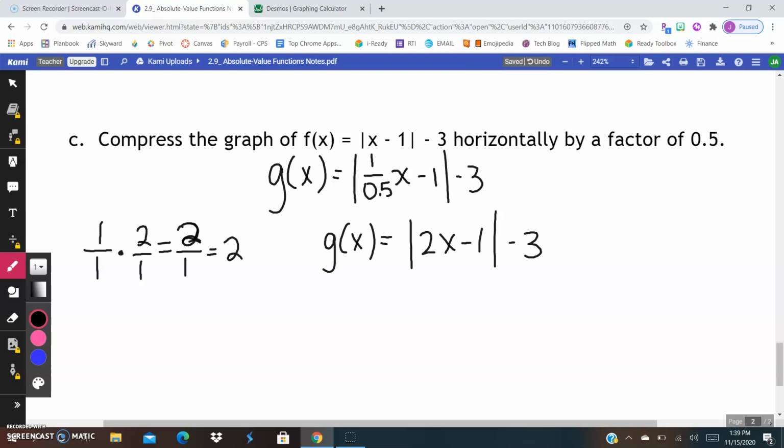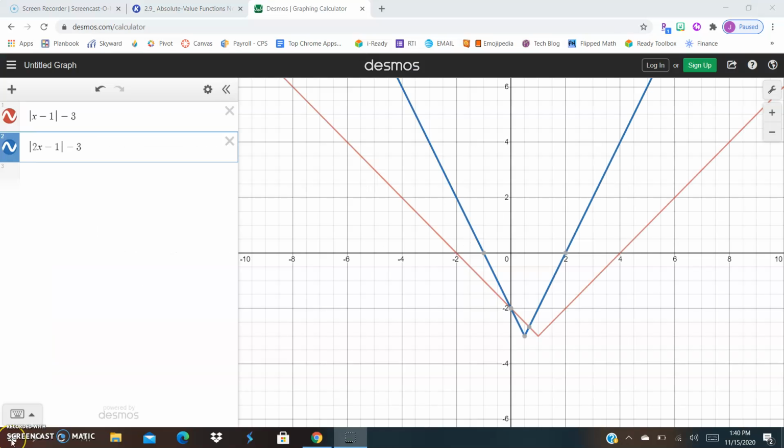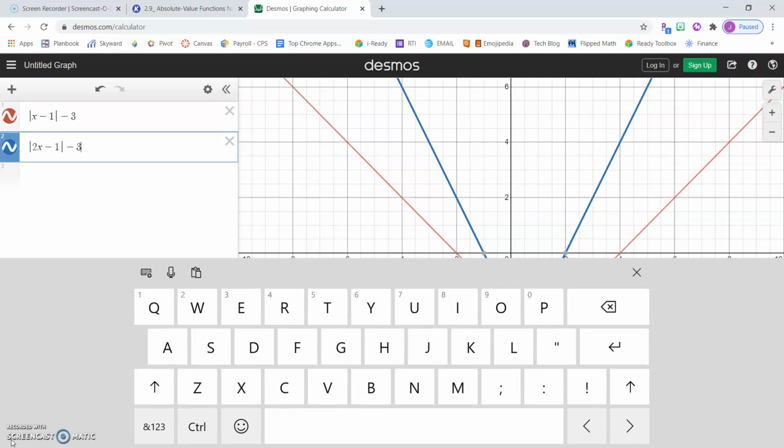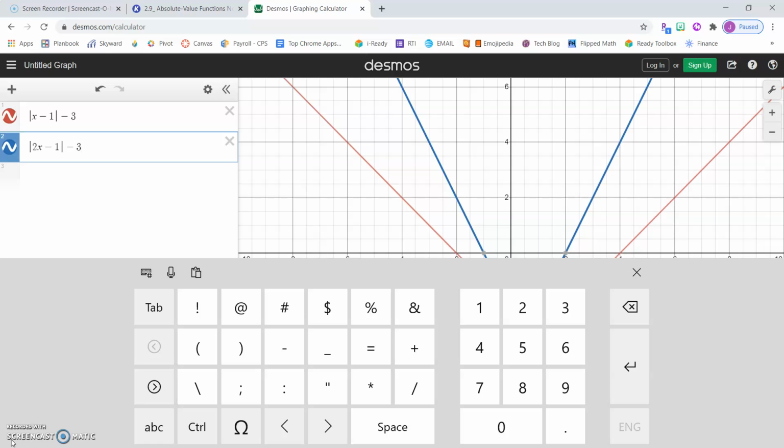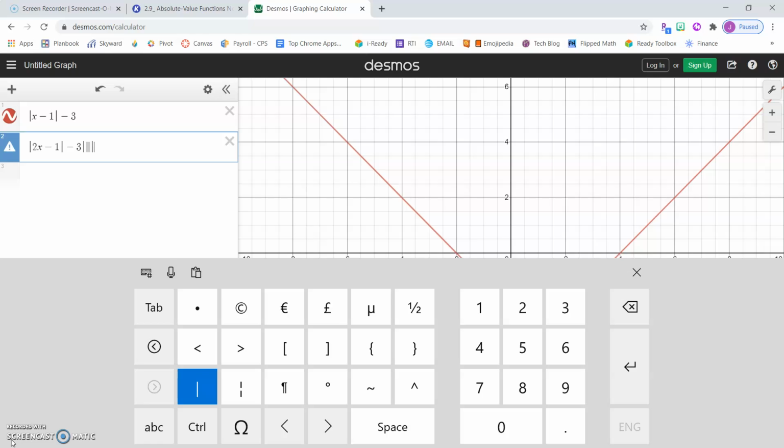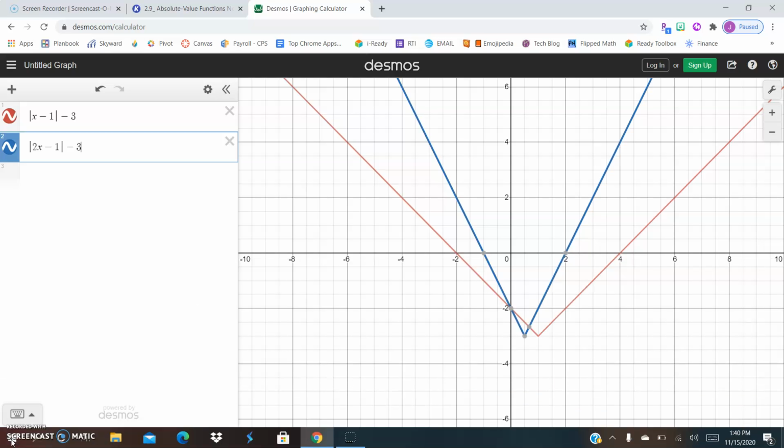And then we'll graph those on the graphing calculator as well. So you can see the blue one has definitely been compressed. It's been slid over a little bit. And that's what your graph would look like. I do want to point out, when you're using absolute value, if you're going to use this Desmos calculator, you have to go to the numbers and then hit this arrow here to use this straight up and down line that's right here. So I encourage you to definitely use the graphing calculator. It saves a little bit of time and makes your life a little bit easier.